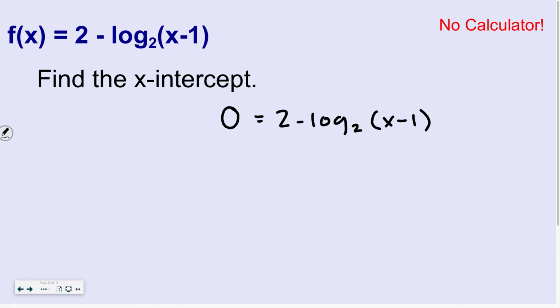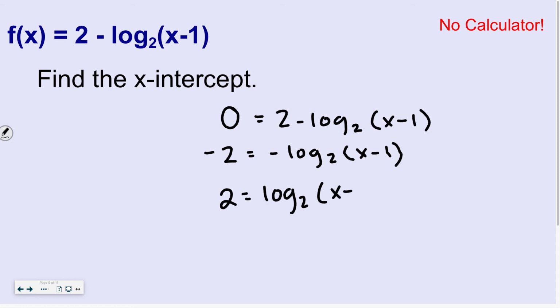How would you solve for x in this equation? Minus 2 from both sides first, so anything that's added or subtracted, move it over. That's negative 2 equals negative log base 2 of x minus 1. Then you would divide by negative 1. You want that log to be positive. So that's going to be positive 2 equals log base 2 of x minus 1.